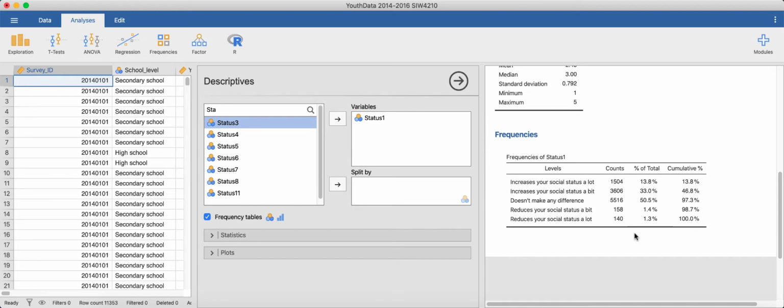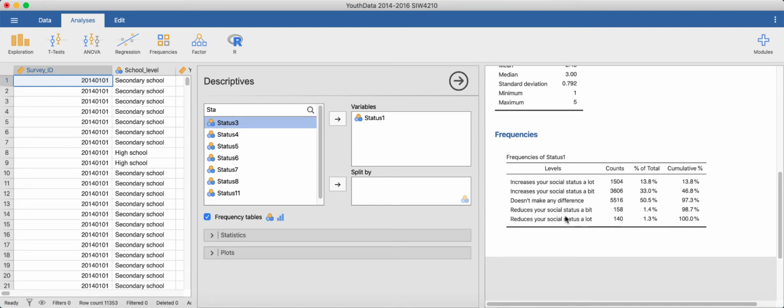table with the relative distribution. This is the relative distribution, and this is the n distribution. That is the total sum of people who have answered increases your status a lot to be good at school, increases your status a bit to be good at school, doesn't make a difference. As you see, most, like over 50%, say that it doesn't make a difference.